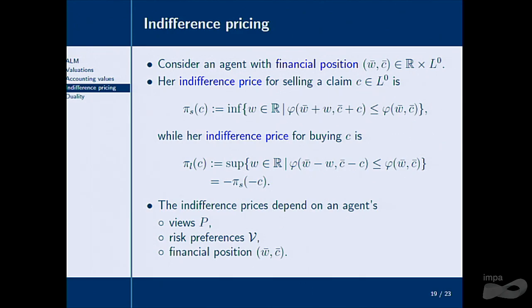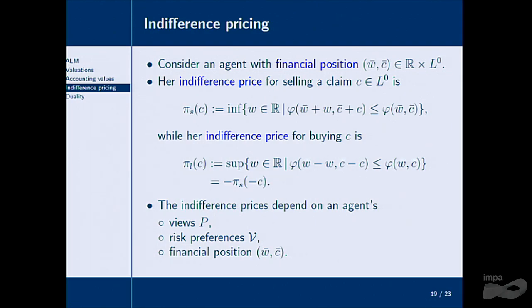And of course, you can define an indifference price for buying a claim. In this situation, the agent's initial position would be changed into this. So if you buy a claim, you subtract that claim from your net liabilities, but you pay the price for it and you subtract that price from your initial wealth. Again, just by flipping signs here, you can see that the indifference price for buying is the same as the minus of the indifference price for selling the negative claim.